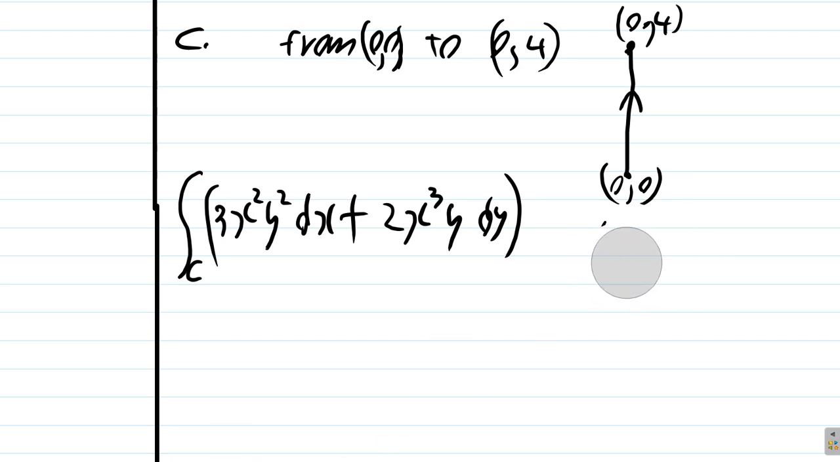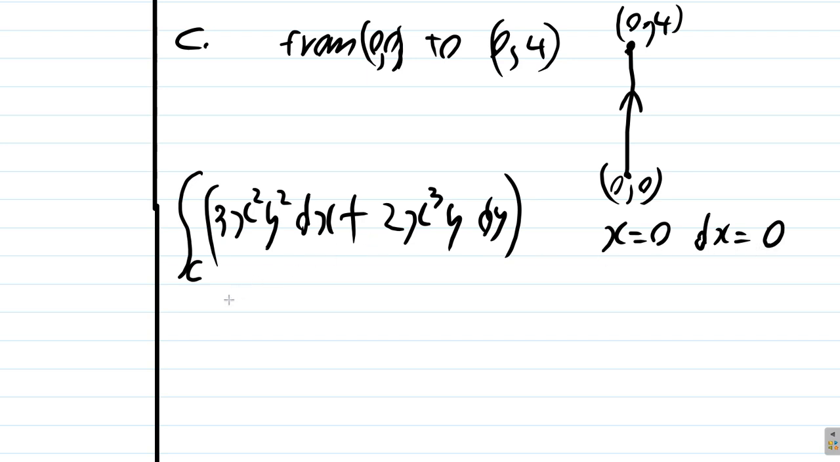Let me write it this way. x will be 0, because you start at the origin and go straight up. So it's the line x equals 0, because you're going straight along the y-axis. Now dx, you did not shift left or right, so the change in x is 0. So dx is 0.